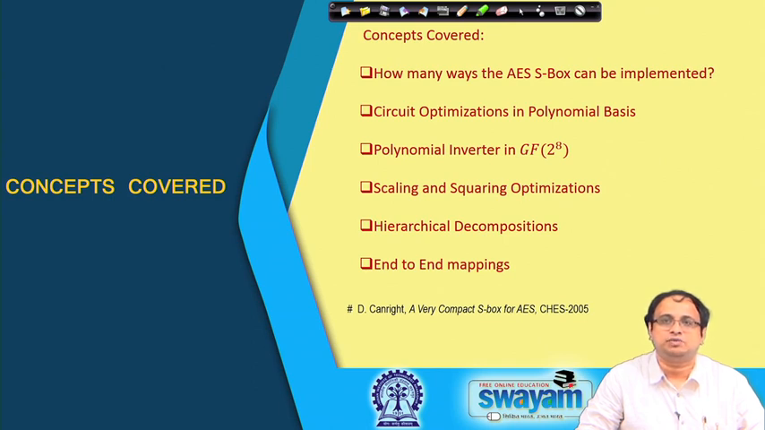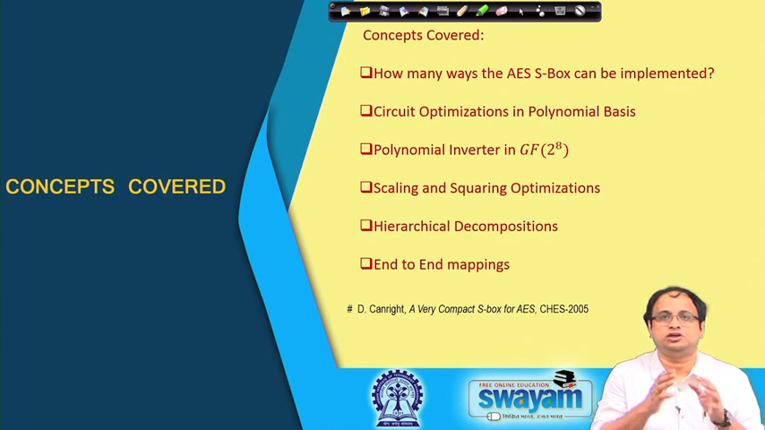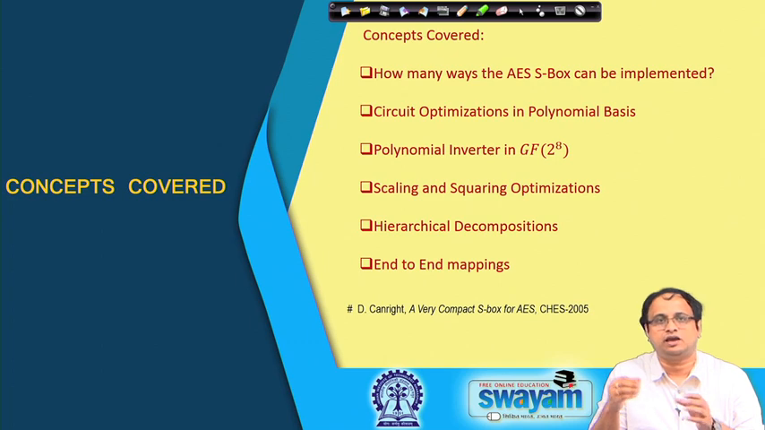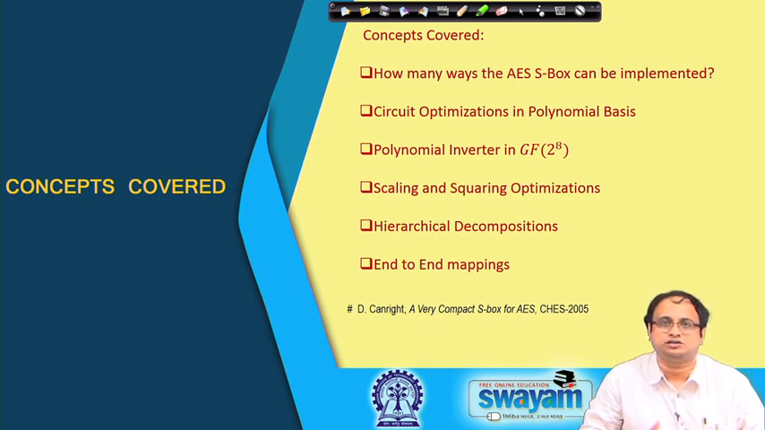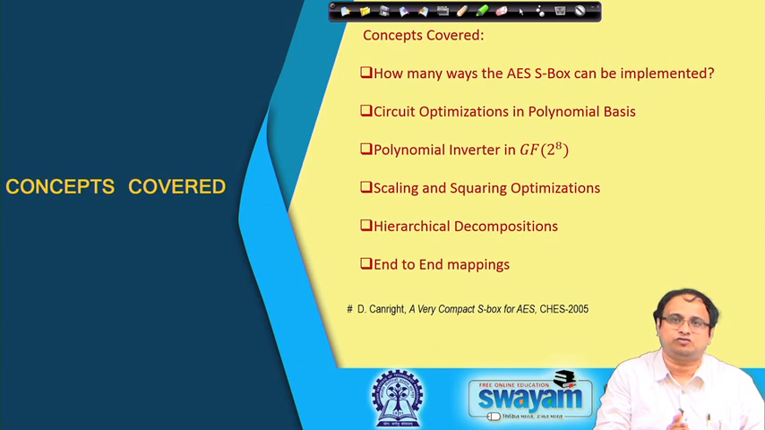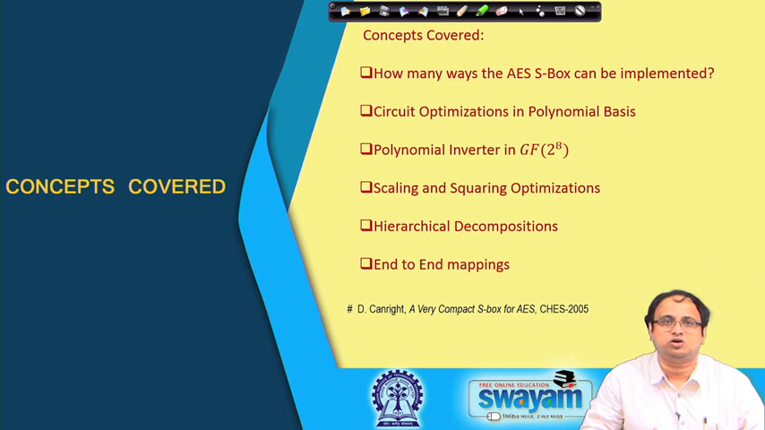In particular, the main theme of this work would be what is called hierarchical decomposition, where we essentially decompose a field in GF2 power of 8 into a subfield which is GF2 power of 4 square, and again break up the GF2 power of 4 into GF2 power of 2. So, we basically have a hierarchical way of developing this design, and that is what we shall try to understand. And finally, we shall conclude with a discussion on how we can do an end-to-end transformation, because at the end of the day we need the input and the output to remain the same as in the original AES specifications.